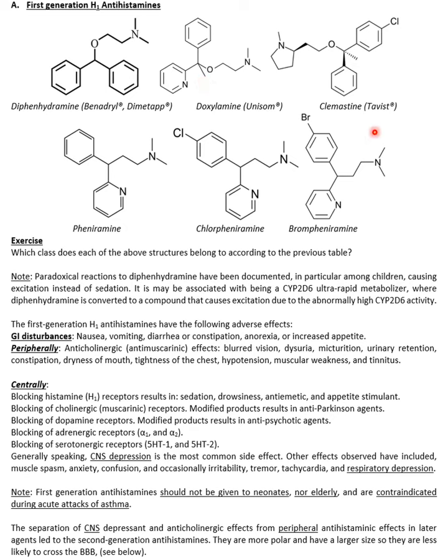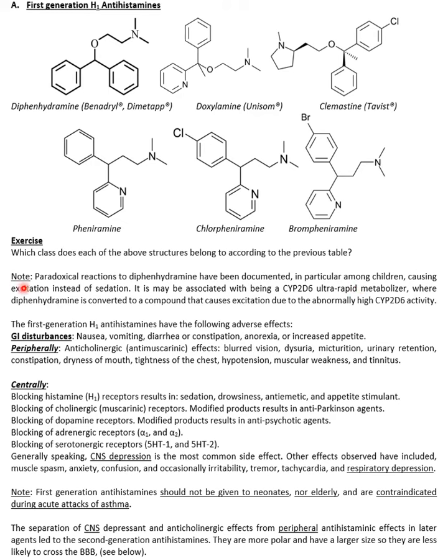And you have also other examples of the first generation antihistamines, such as clemastine under the brand name Davist. And you have phenyramine, and then if you add a chlorine group here, it becomes chlorphenyramine, or if you replace it with a bromine group, it's bromphenyramine. Okay, and another thing I want to mention about the diphenhydramine in particular is that it's been documented that it causes paradoxical reaction among children, causing excitation instead of sedation.